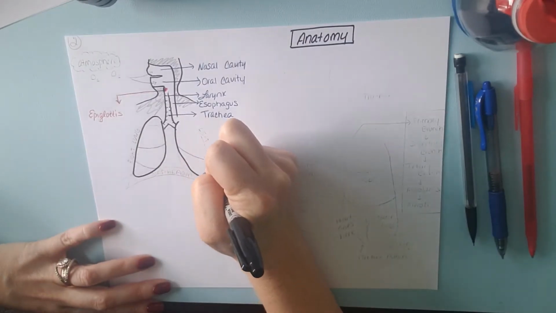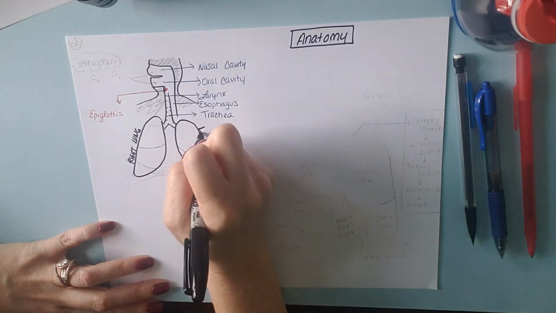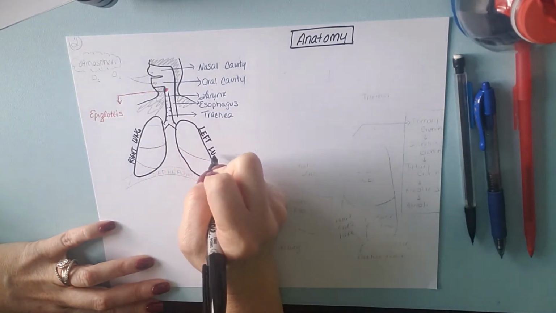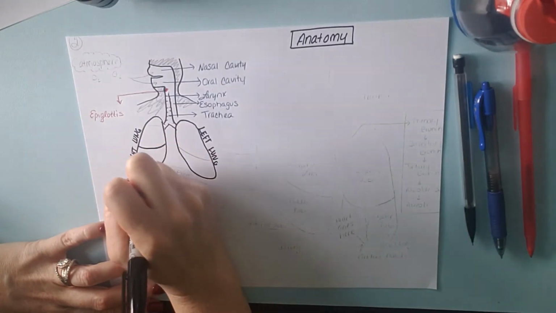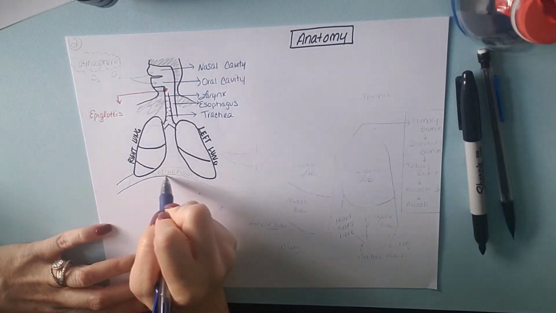That's the right lung, and that's the left lung. The right lung, which we're going to go into more, has 3 lobes. Left lung has 2. And this big base of the lungs is the diaphragm.